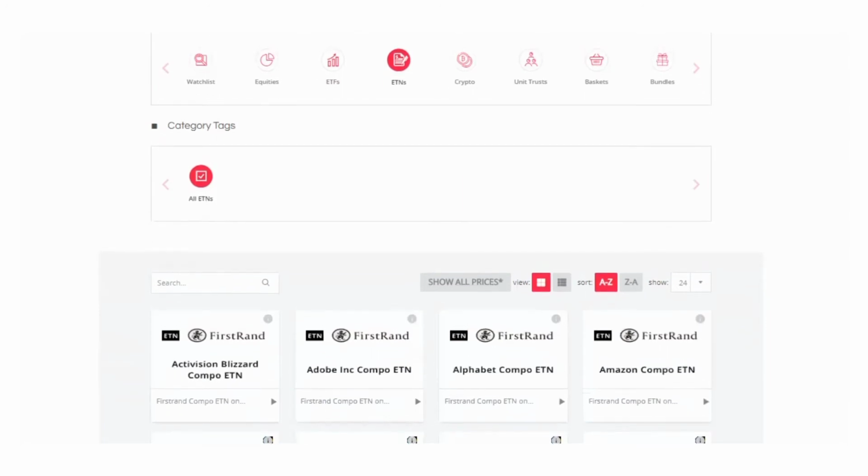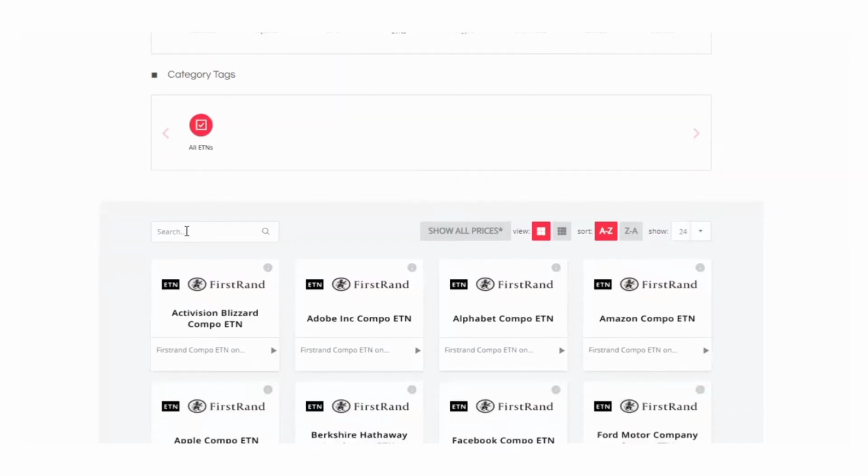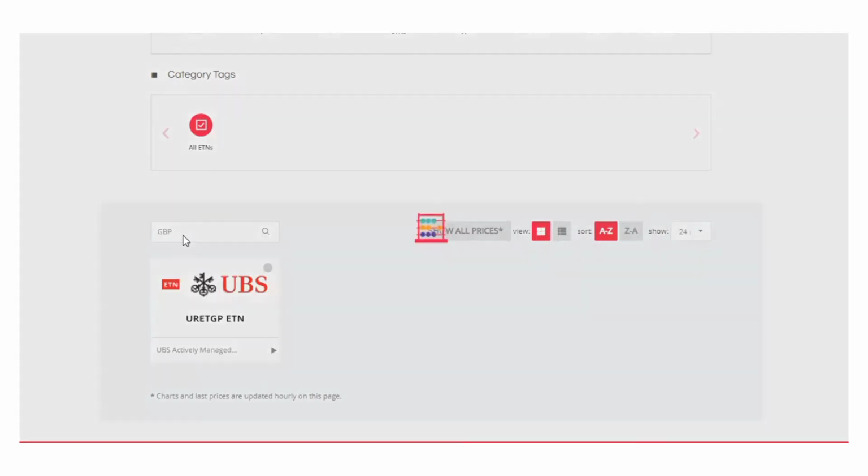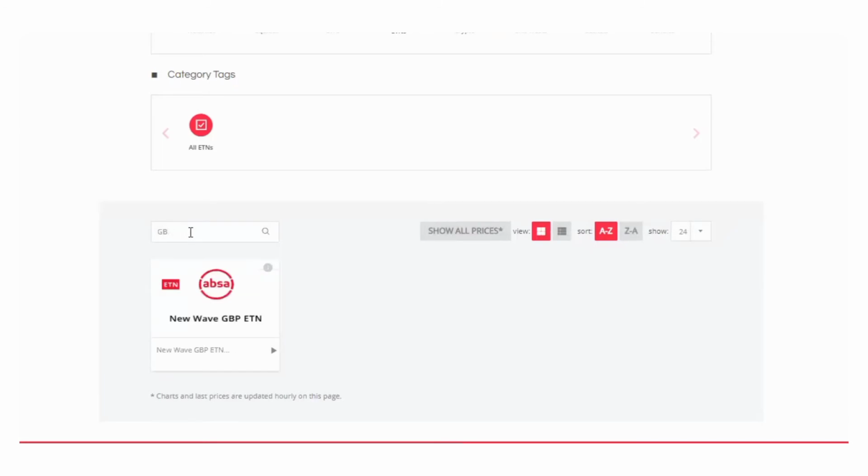And so this is a great way for tracking prices of assets without necessarily having to physically own those particular assets. So you can look up, say, something like USD, and you'll get the NewWave USD ETN, which is by Absa NewFunds. And then you can get the Euro ETN, which is a nice way to own euros. And then you get the Great British Pound ETN. So GBP, that's always a tongue twister for me.